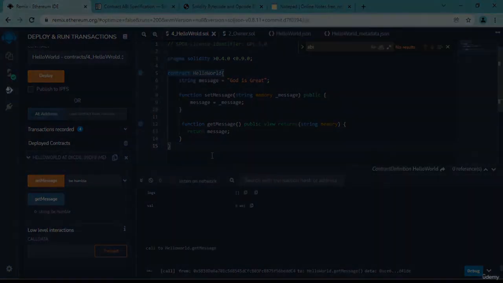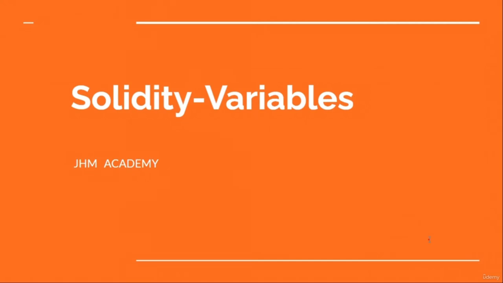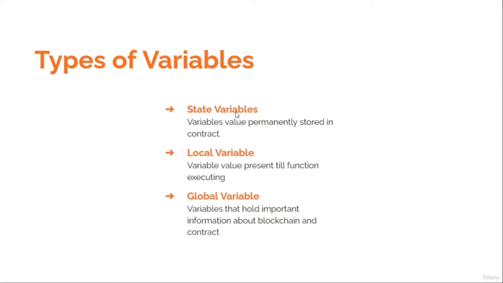Hello, welcome all, welcome to another important video in our Solidity course. Here we are learning about different types of variables in Solidity. Learning about different types of variables in Solidity becomes important because the transaction cost of each transaction depends on the variables. We'll see what that is in a moment, but here are the different types of variables in Solidity.